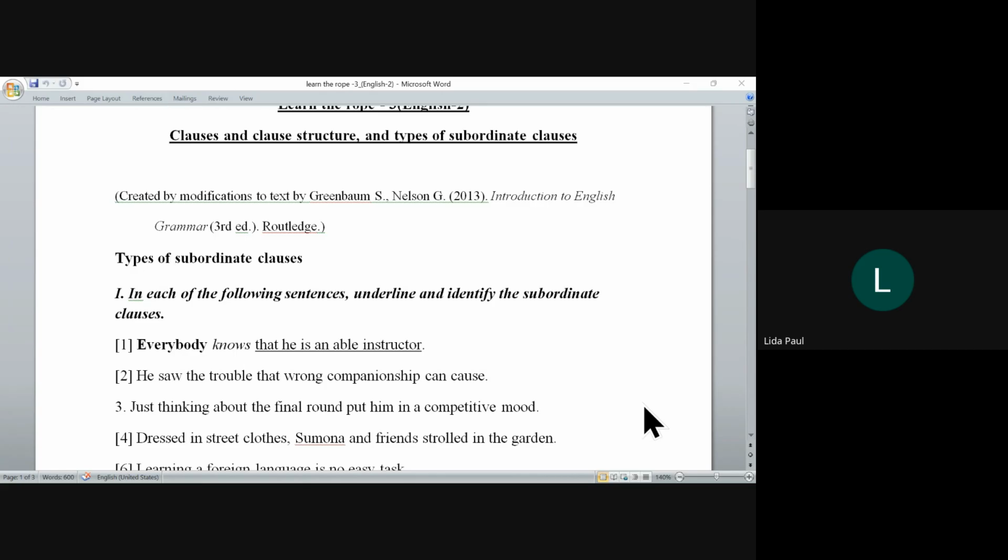Then you have the car that I own. Now this one is a noun clause. Now why is it a noun clause? The car that I own is not new. Can you repeat your question again? The question is, why is the car that I own a noun clause?